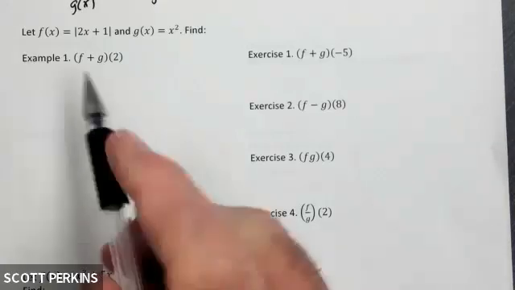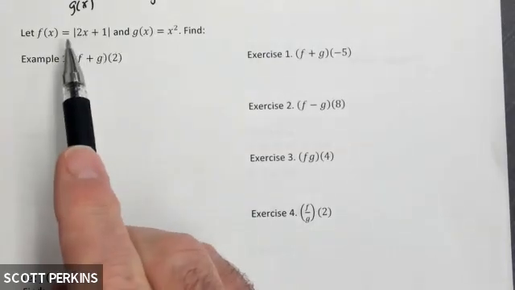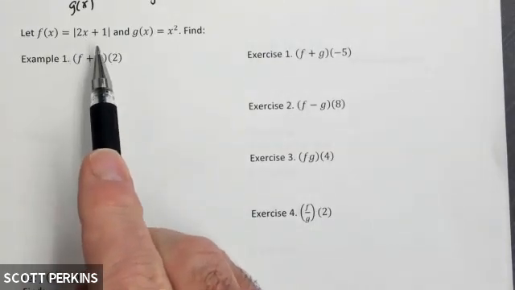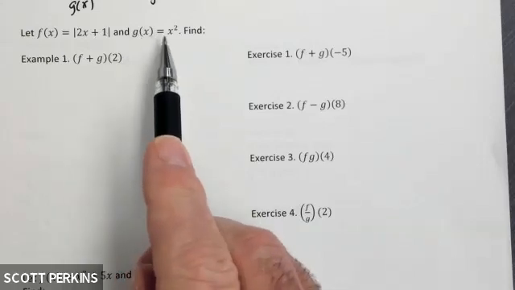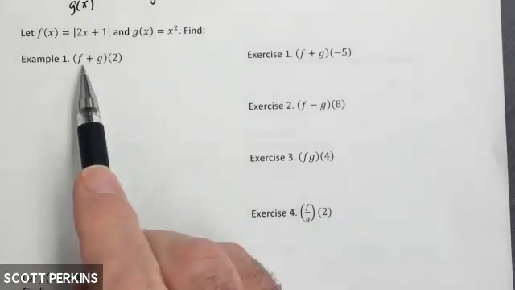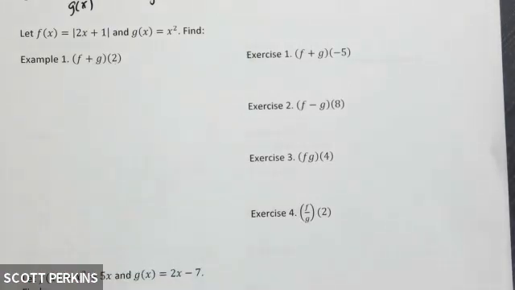First thing we are going to do here is deal with using these function concepts when I know the value I'm plugging in. So here, my example is: I've defined a function f. f is the absolute value of 2x plus 1. I've defined a function g as x squared. And what we're going to do is find f plus g at the value 2.